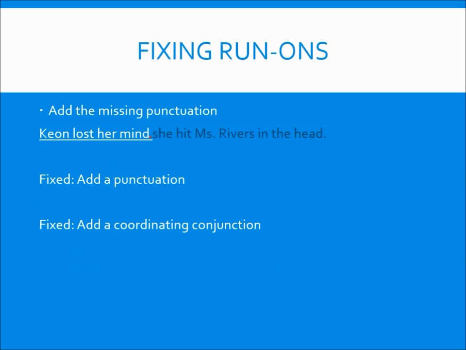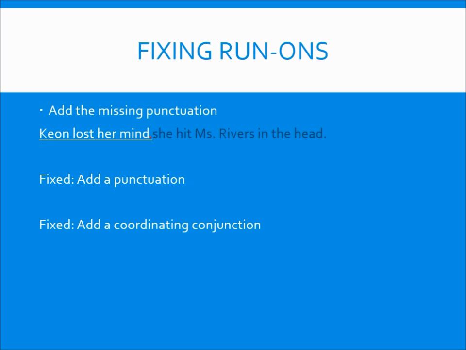Now, I've shown you how to find a run-on sentence, but one of the things we need to know is how to fix these errors. It's a common writing mistake to create a run-on sentence, and I want you to be able to fix them. One of the major ways, and usually the easiest way, to fix a run-on sentence is just to add some punctuation. Keon lost her mind.